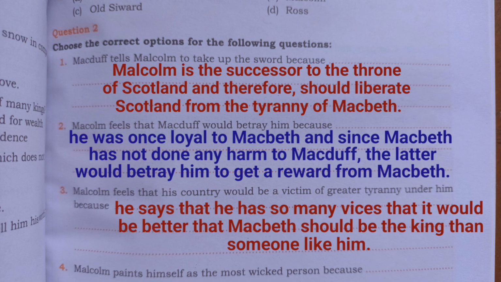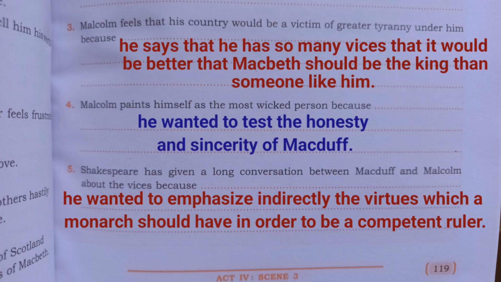Next, number 3, Malcolm feels that his country would be a victim of greater tyranny under him because he says that he has so many vices that it would be better that Macbeth should be the king than someone like him. Number 4, Malcolm paints himself as the most wicked person because he wanted to test the honesty and sincerity of Macduff.